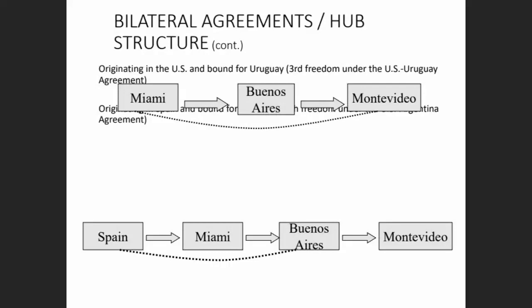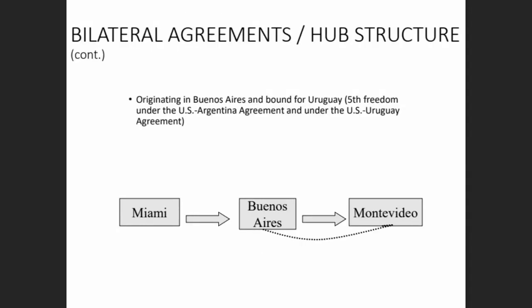Then originating in the U.S. bound for Uruguay, this is third freedom under the U.S. Uruguay agreement. That is Miami to Buenos Aires and Buenos Aires to Montevideo. Then we have Miami, Buenos Aires, Montevideo, which is another one, going to Miami, onwards to Buenos Aires, and then Montevideo. Then, originating in Buenos Aires and outbound for Uruguay, which is fifth freedom under the U.S. agreement and the U.S. Uruguay agreements.